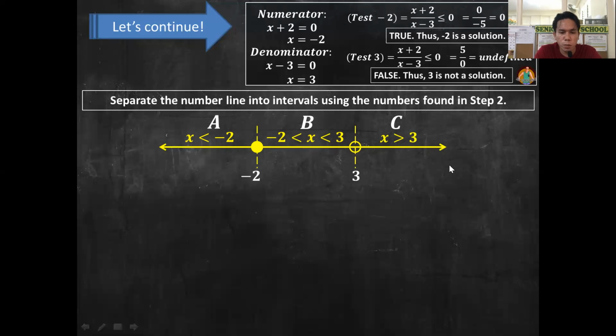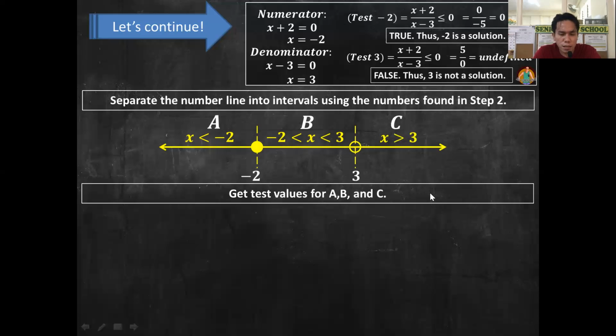Kasi yung mga values dito, makikita natin is +4, 5, 6, and so on. So it is greater than 3. Okay? So, ano yung gagawin natin dyan? We are going to test. Okay? So, we're going to test values for A, B, and C. So, magte-test tayo, mag-assign tayo number.